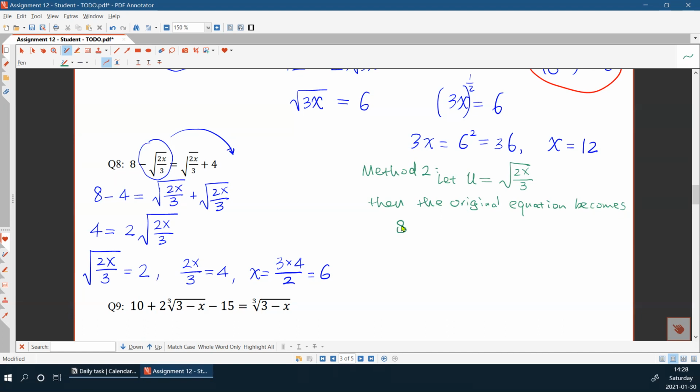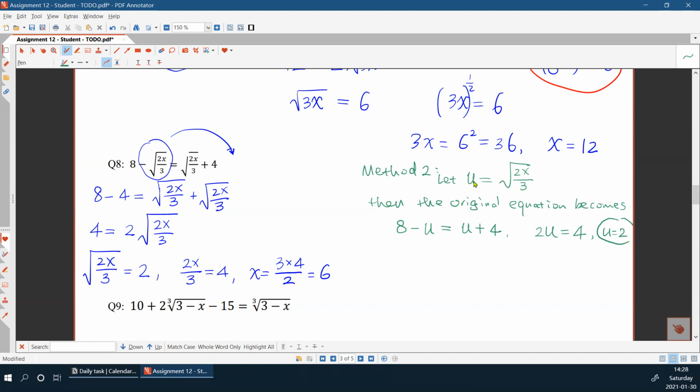what? 8 minus u, right? Because now u is your square root 2x over 3. How about the right-hand side? The right-hand side becomes u plus 4, right? And now this equation seems very easy to solve, right? This means 2u equals 4, which means u is actually 2, right? And here you have a solution for u.